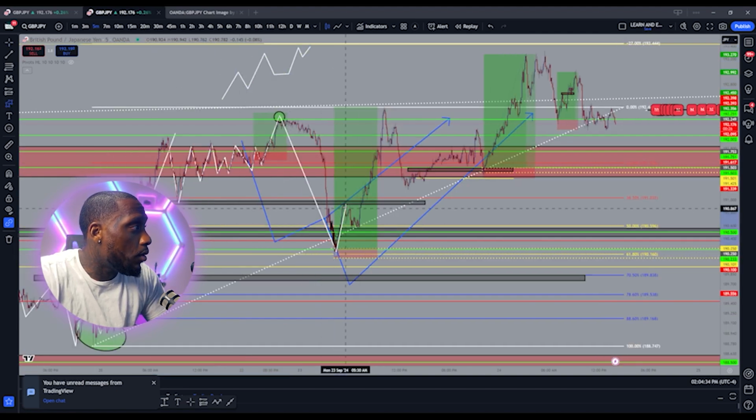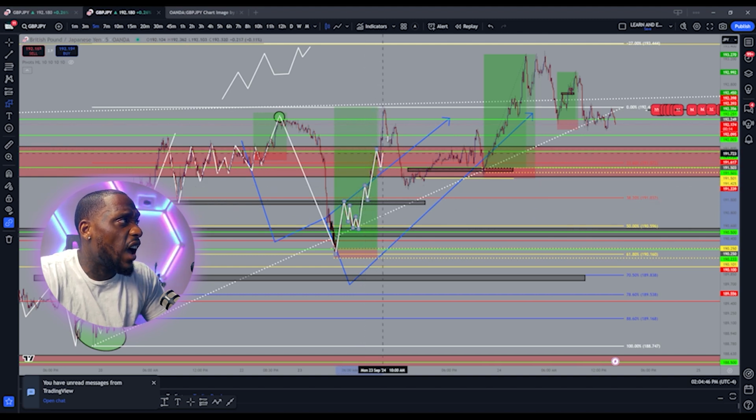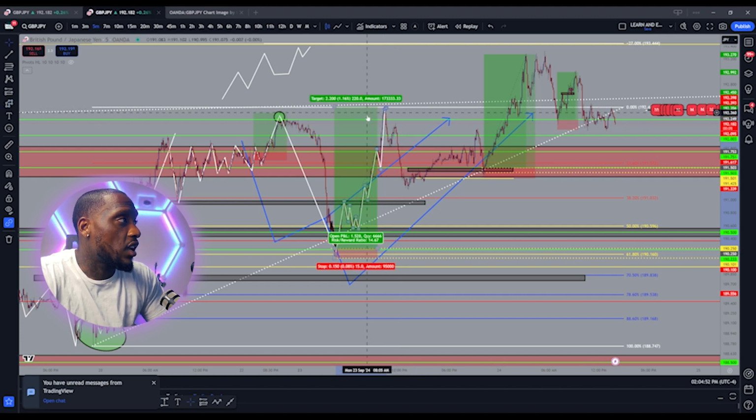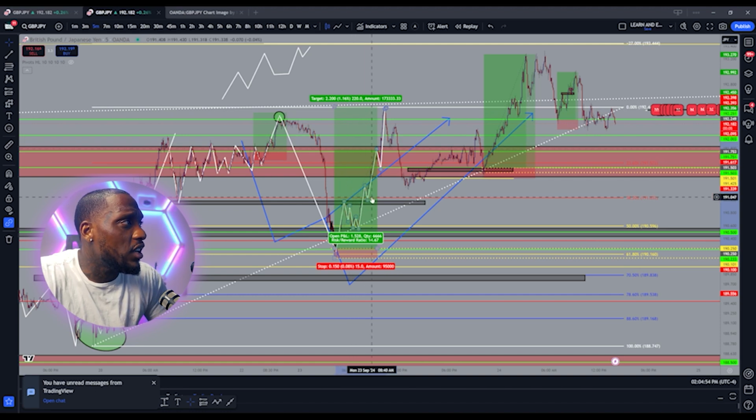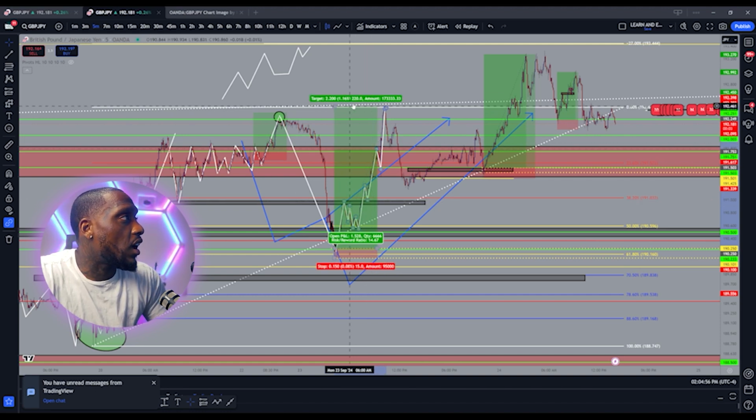I waited, boom, I bought, we came back down, making minor structure. I said, okay, this minor structure is going to be broken eventually. We broke, and I knew we were good to go. Now, the full entirety of this move, I can't even lie to you, I didn't catch the whole thing because it's about 200 and something pips if I'm not mistaken. Hold on. Yep, this is like 200. I really caught around 70. And then after that, I took profit.